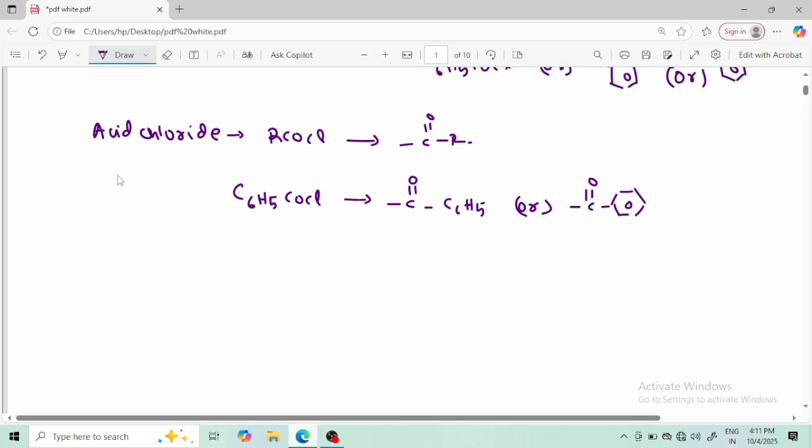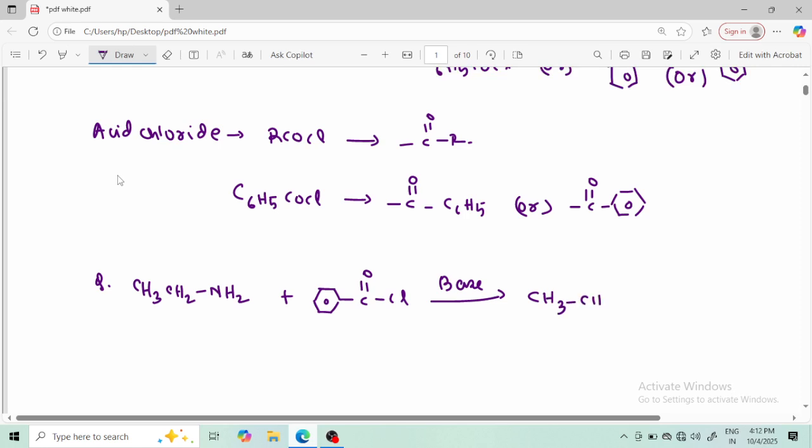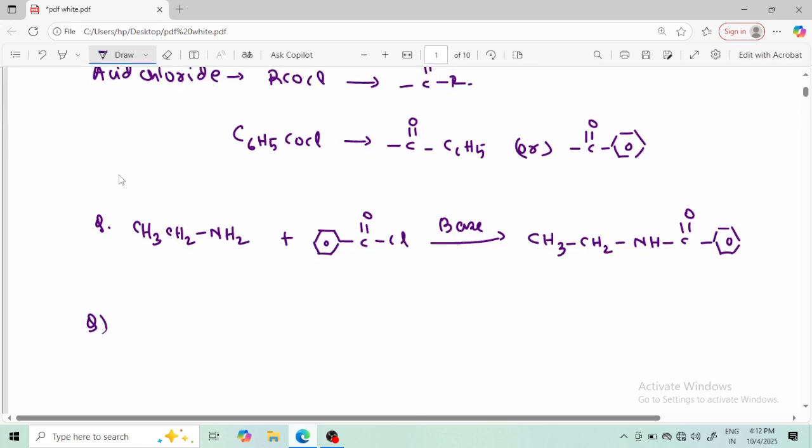So let's say CH3CH2NH2 is reacting with this benzoyl chloride, and then any base can be given here. It can be NaOH, it can be KOH, it can be anything. And even if they don't give one, it's okay, no problem. So here what you will do is remove one hydrogen from this nitrogen, and then attach C double bond O and then the benzene ring. Okay, that's the answer.